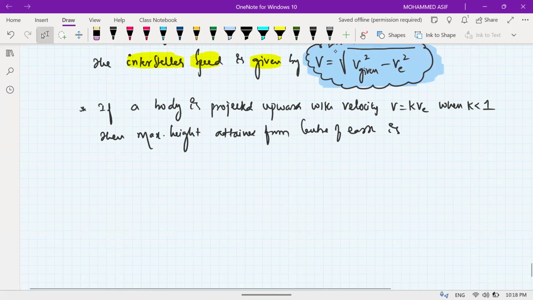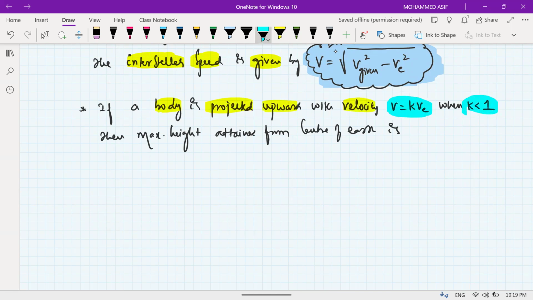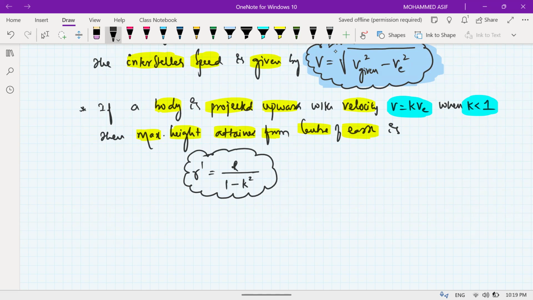this is a very important application. But what is the condition? If a body is projected upwards with a velocity v is equal to k times the escape velocity, when k is lesser than 1, then what is being asked here? The maximum height attained from the center of the earth will be equal to how much? I hope you remember the formula. R dash will be equal to capital R divided by 1 minus k square. Don't go for the derivation of this right now. Directly remember that, it will give me the answer.